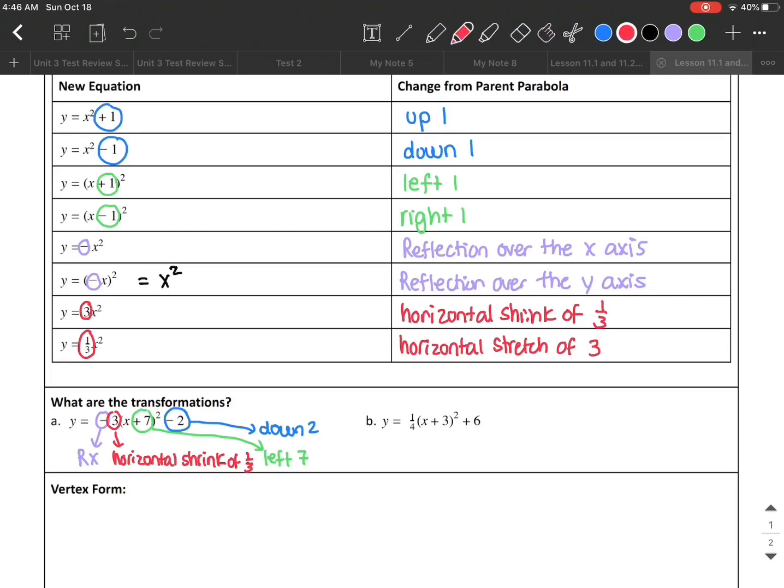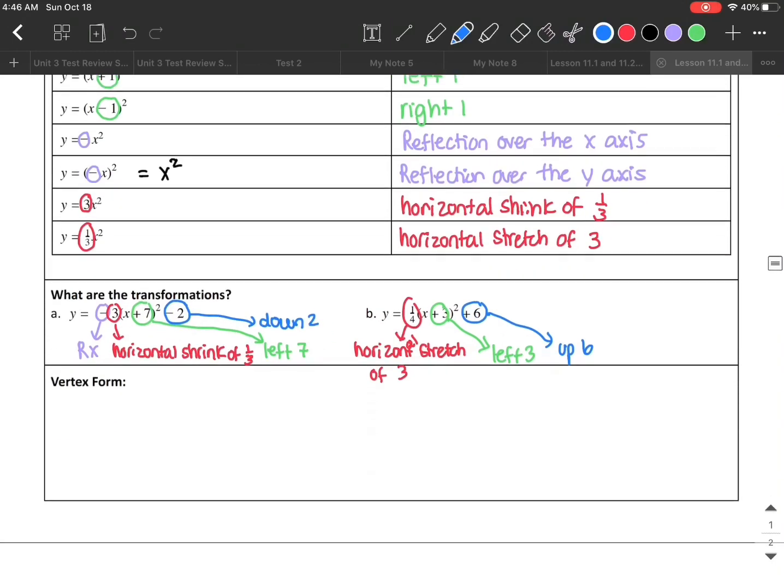For the next equation, I have 1/4 in front. That tells me I want to talk about what's horizontally happening. So that's a horizontal stretch. When I have a fraction, it's going to be getting horizontally bigger. Horizontal stretch, I did not spell horizontal right. Stretch of 3. This plus 3 inside tells me I'm moving left 3. And the plus 6 on the outside of what I'm squaring tells me I'm going up 6. All right, so that's my transformations.